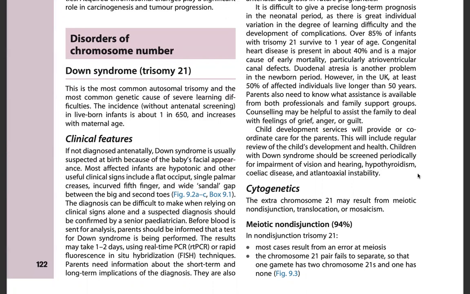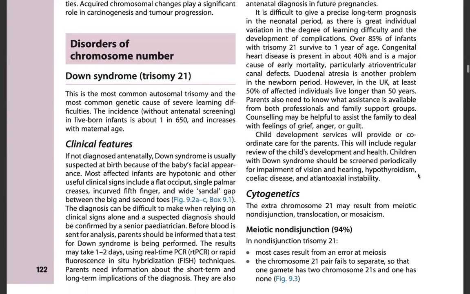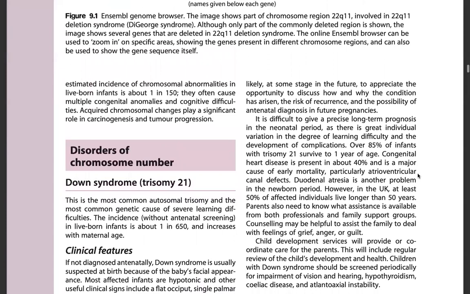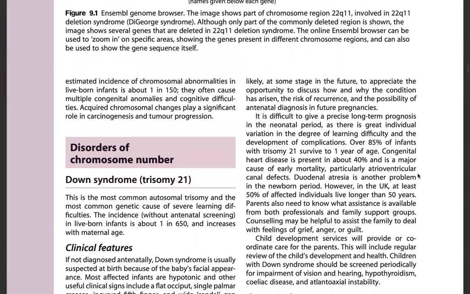Parents should be informed that a test for Down syndrome is being performed. The result may take 1 to 2 days using real-time PCR or rapid fluorescence in situ hybridization, also known as FISH, techniques. Parents need information about the short-term and long-term implications of the diagnosis. They are also likely at some stage in the future to appreciate the opportunity to discuss how and why the condition has arisen, the risk of recurrence, and the possibility of antenatal diagnosis in future pregnancies.